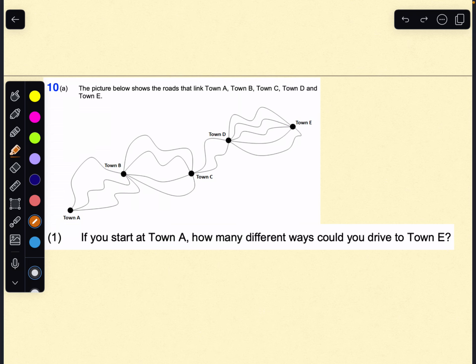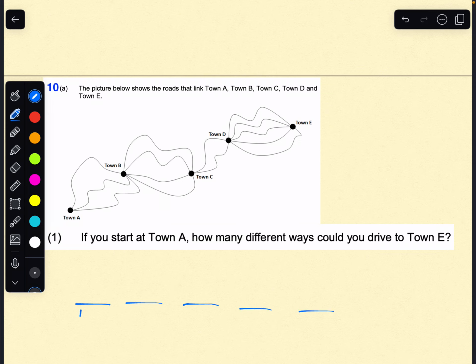There are three ways to get from town A to town B. It's either you take this road, this road, this road. If we think about the number of slots that need to be filled in, we're trying to go from A through B, C, D, and then E. So there are 5 slots that need to be filled.